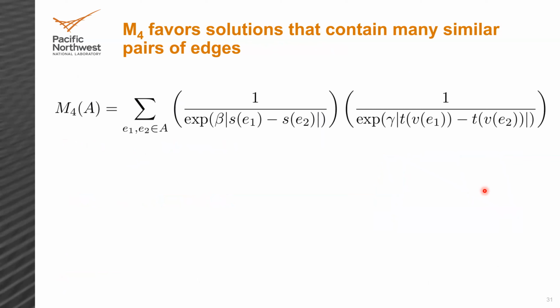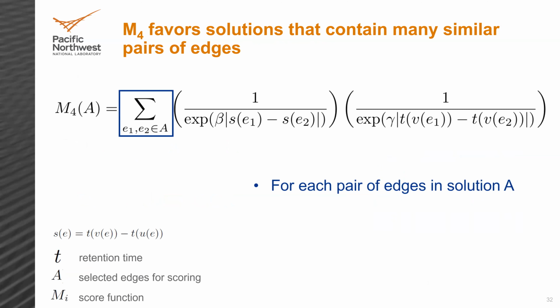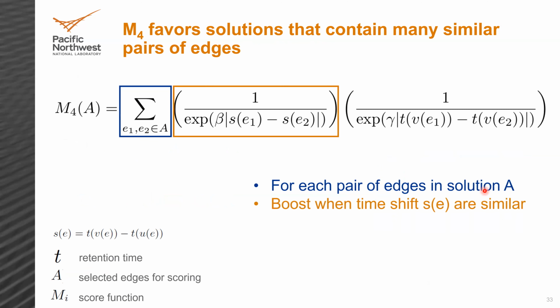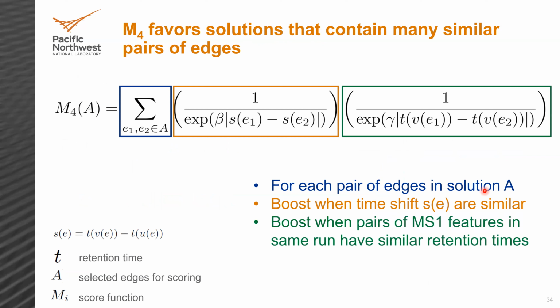And finally, M4. M1 through M3 up until now have been working on individual edges. M4 instead works on pairs of edges, and it is going to favor solutions that contain many similar pairs of edges. What do we mean by a similar pair of edges? For each pair of edges in solution set A, we're going to boost the score when the time shifts of the two edges are similar. And we're also going to boost it when the pairs of MS1 features have similar retention times. In the next slide, I have an intuitive example. The thing I want to point out is that we have two parameters, beta and gamma, that also indicate how problematic a big difference is.